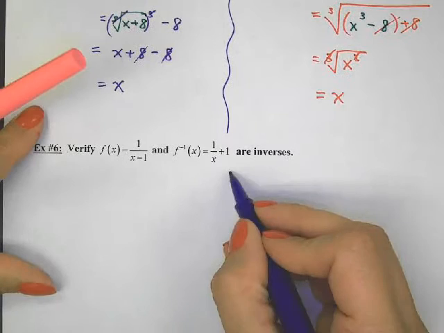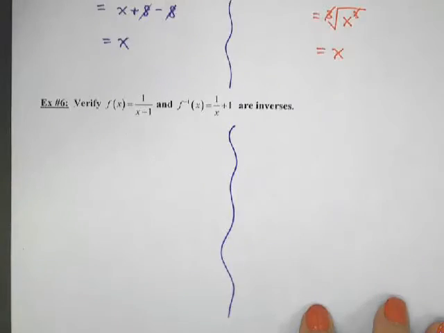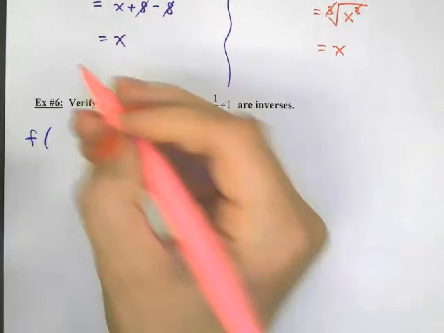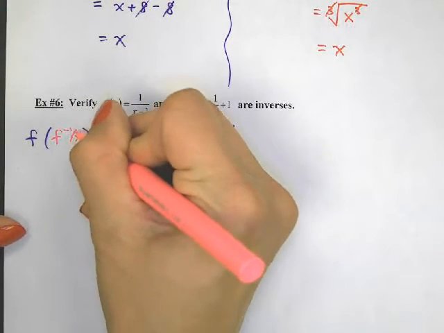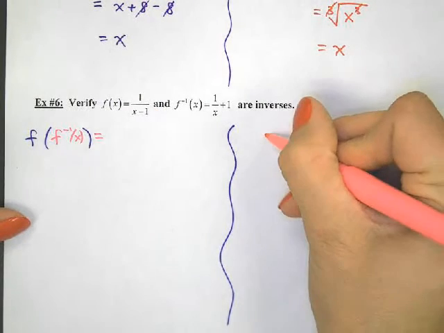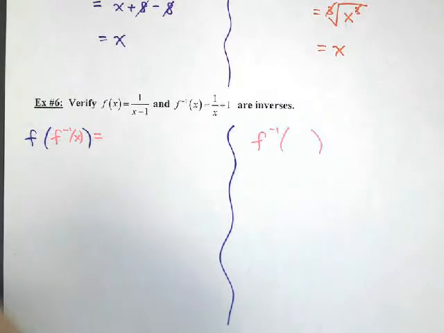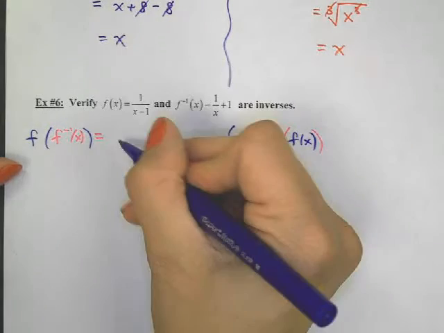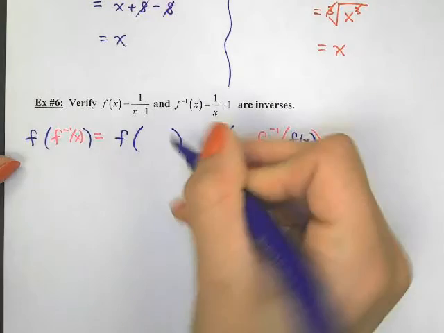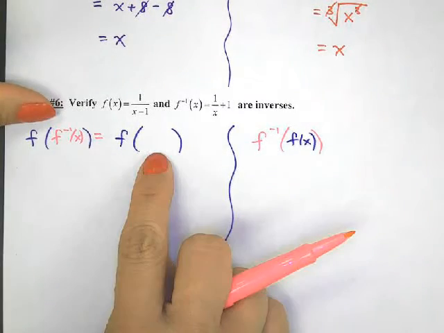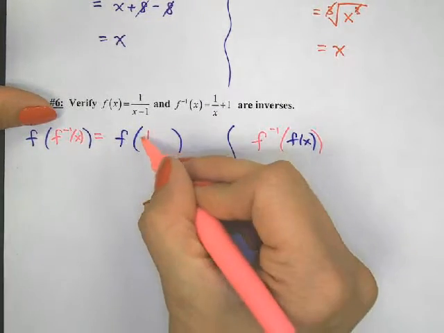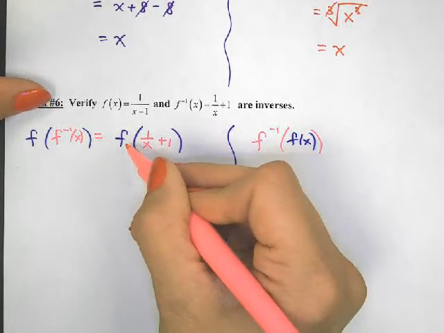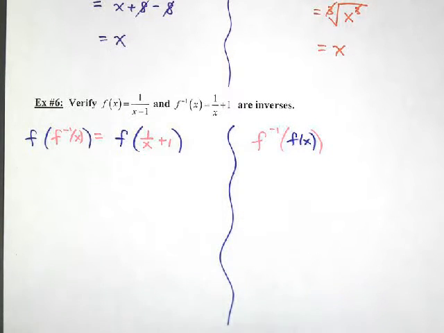First things first, separate your paper into two for two calculations. On this side, we're going to do f of f inverse of x. And then over here, we'll do f inverse of f of x. Okay, so let's do the left-hand side. The first thing we're going to do is put the inverse in those parentheses. 1 over x plus 1. Okay, and that has to go into f. Let's go see what f says.